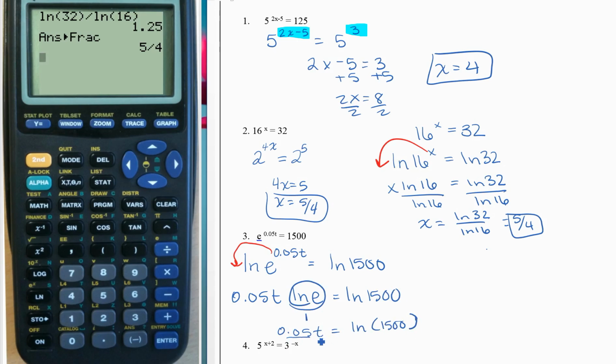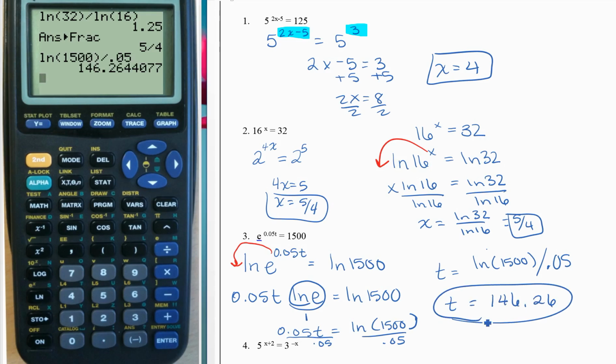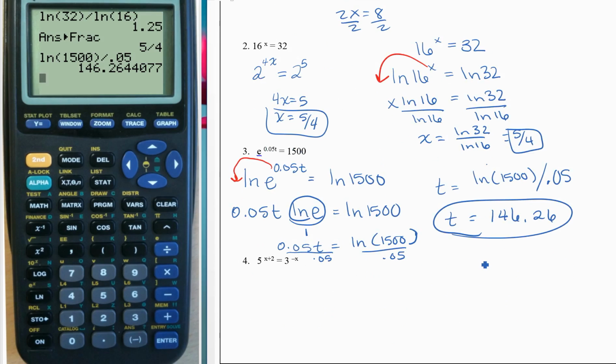And now we want to divide both sides by this 0.05. So we're going to have t is equal to natural log of 1500 divided by 0.05. And that's something you can do on your calculator. Okay, and let's round to 2 decimal places. So t is approximately 146.26.